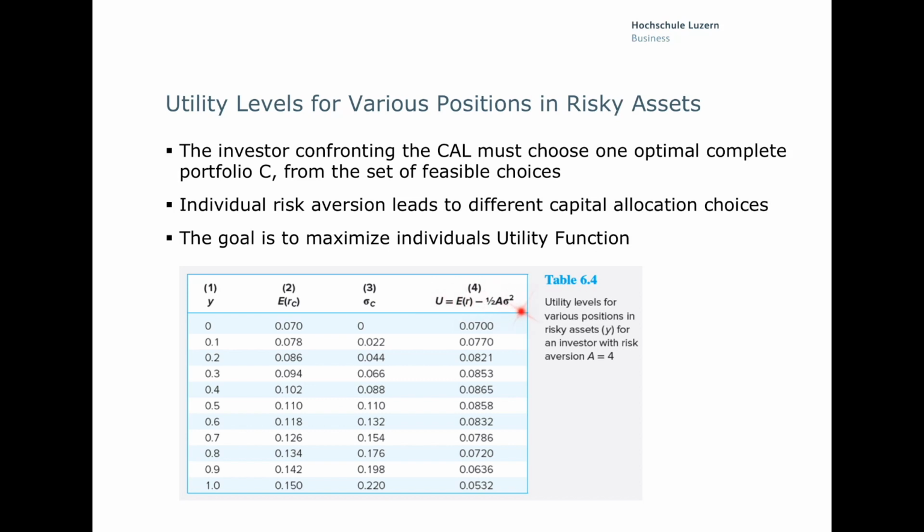In the table below, this is found at y equals 0.4, for an investor with a risk aversion of 4, where he achieves the highest utility.